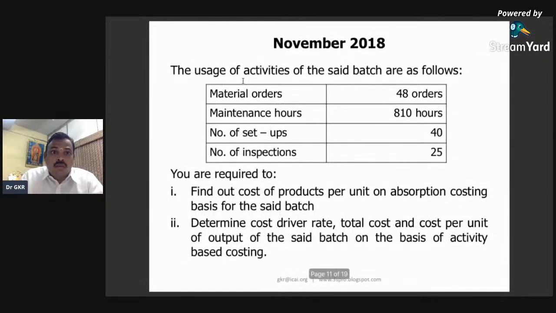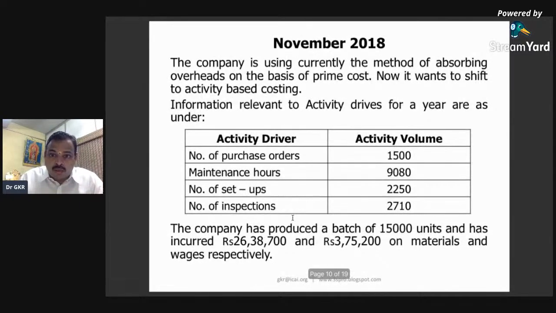Now usage for one batch has been given. Find out the cost of product per unit. It is actually the cost of product per unit on absorption costing basis for the said batch. Similarly, determine the cost driver rate and total cost per unit of the output of the said batch on the basis of activity based costing. So traditional costing and activity based costing for the said batch you have to do. This is with respect to one batch.